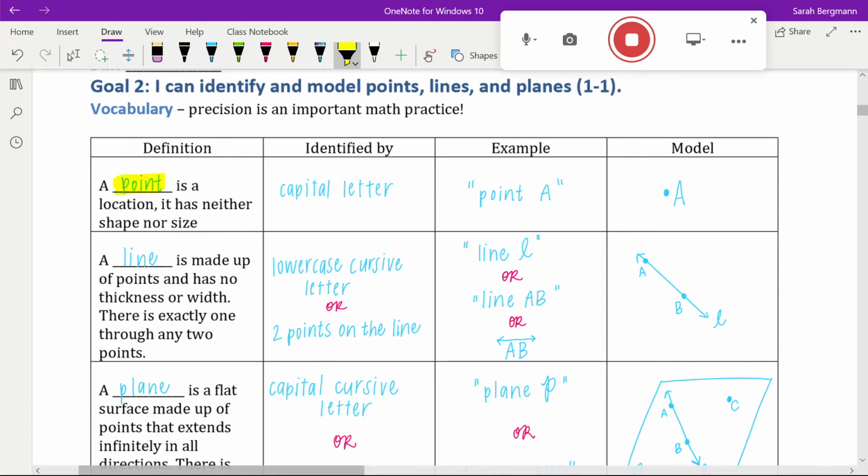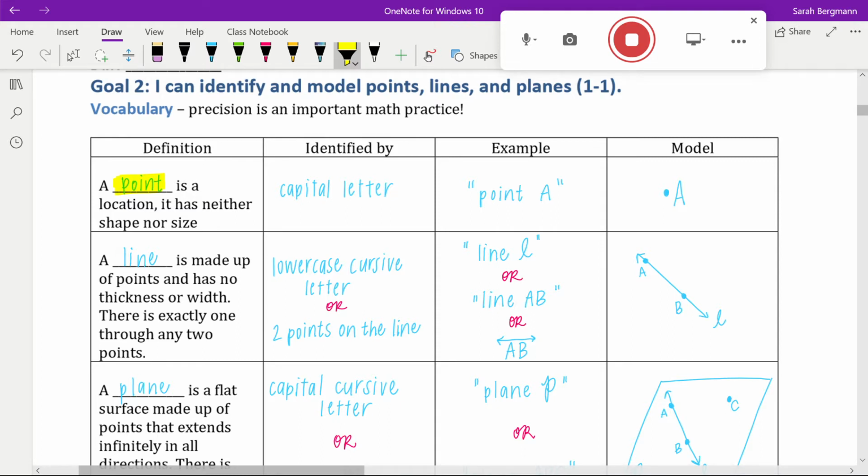A point is a location in space. It doesn't have any shape or size. We can identify it using a capital letter, for example, point A. We model it with a dot with the name of the point next to the dot.